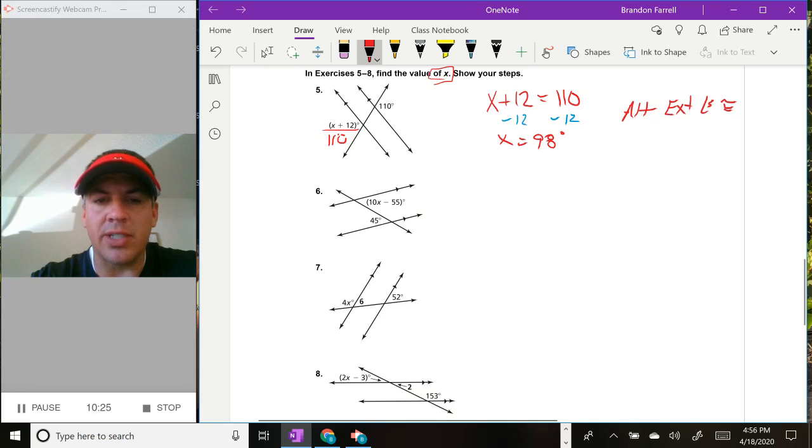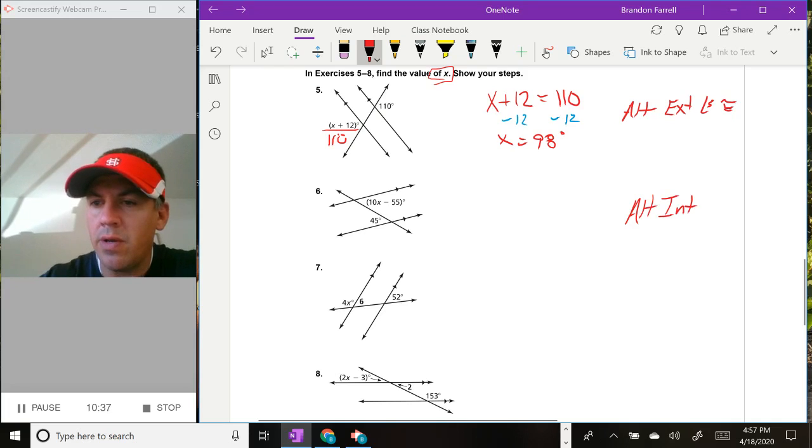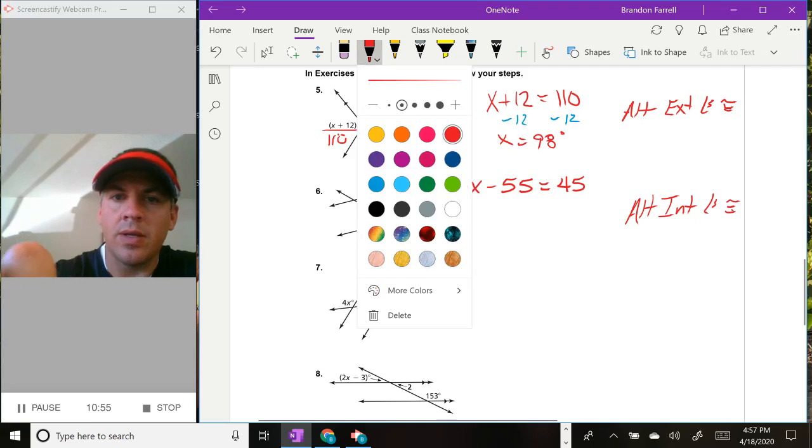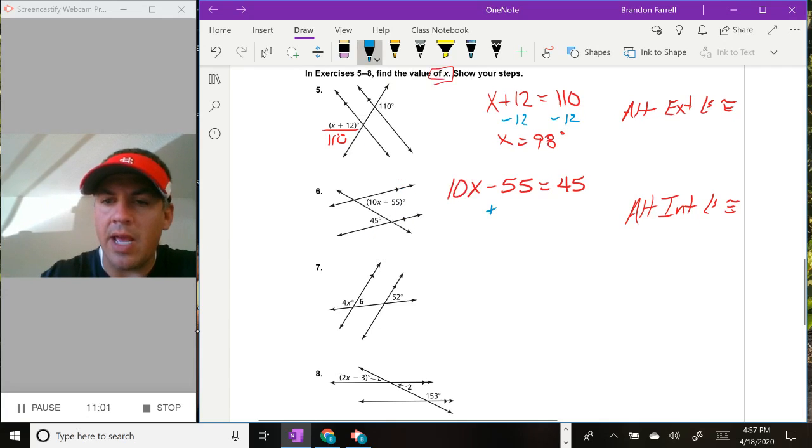Now we're looking at number 6. Number 6 sets us up to equate those two angles again, using the concept of alternate interior angles congruent. All right, alternate interior angles congruent is going to set us up with an equation that wants us to do 10x minus 55 is equal to 45. Again, we are going to now set that up so that we can add 55 to both sides.